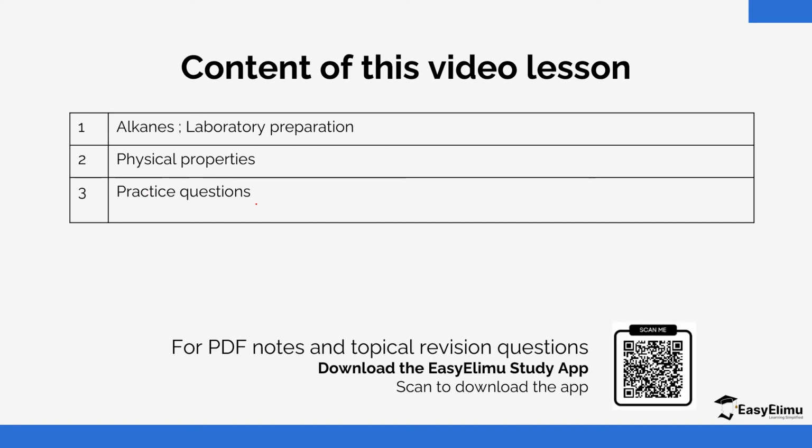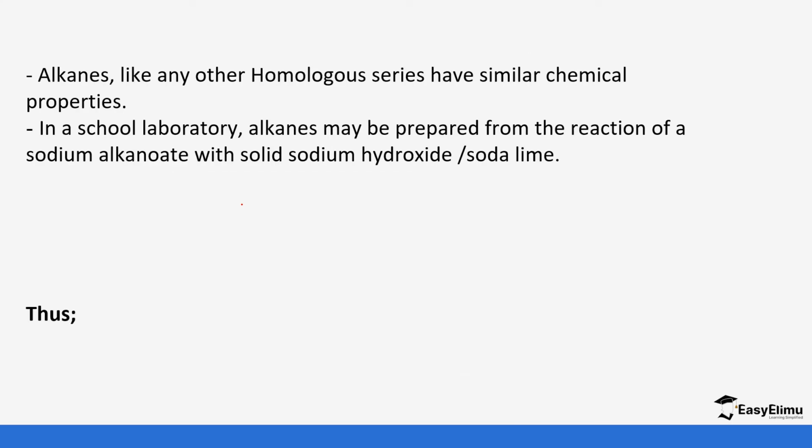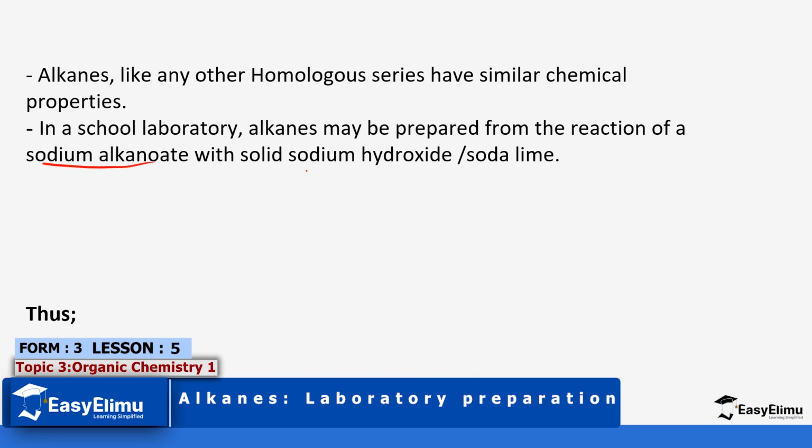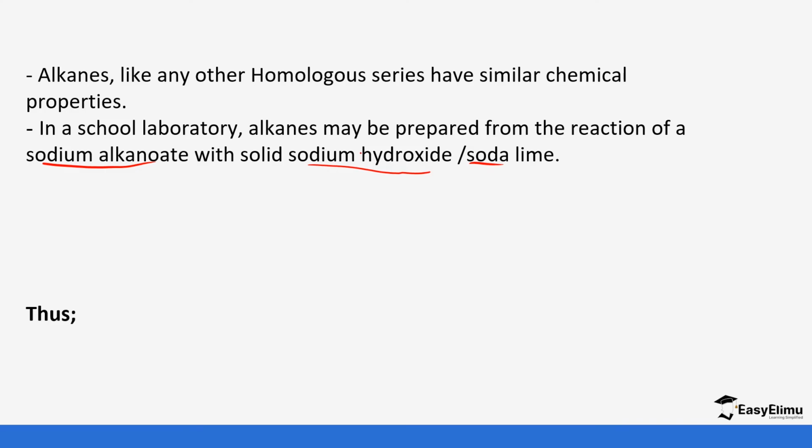So initially we looked at other sources, that's the natural sources of alkanes. So today we are going to look at how we can obtain alkanes in the laboratory. Alkanes, like any other homologous series, have similar chemical properties. And in the laboratory, alkanes are usually prepared from the reaction of sodium alkanoate with solid sodium hydroxide or soda lime. So this soda lime is a mixture of sodium hydroxide and calcium oxide as well.